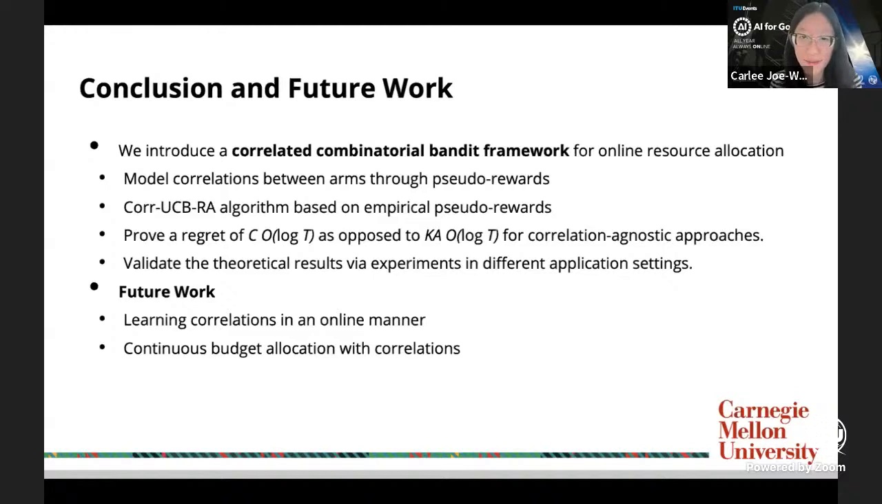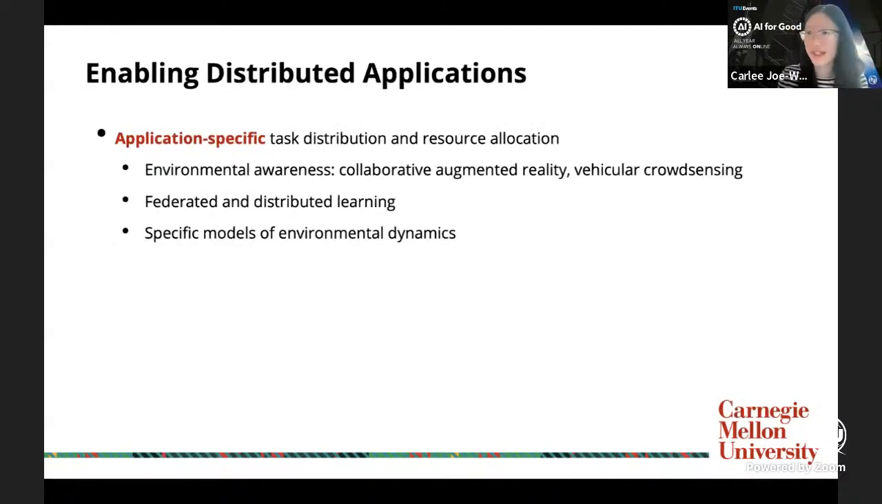So to recap the entire talk, going back to the motivation here was how do we enable distributed applications to run over IoT networks by provisioning both the computing and communication resources they need. So some of the future directions we're looking at are first application-specific task distribution and resource allocation. So we have collaborations with some researchers in augmented reality and vehicular crowd sensing to enable these environmental awareness applications for AR and for large-scale vehicular environmental monitoring.